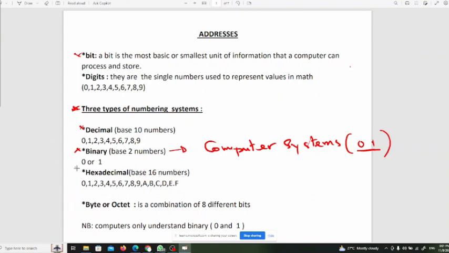Okay, so now let us talk about this. This one here is not a numbering system, but it's something that you have to know. We have what we call a byte or an octet. A byte or an octet is a combination of 8 different bits. So we know what the bit is: the bit is the most basic or smallest unit of information that a computer can process or understand. How are those bits represented? Those bits are represented by 0 and 1.